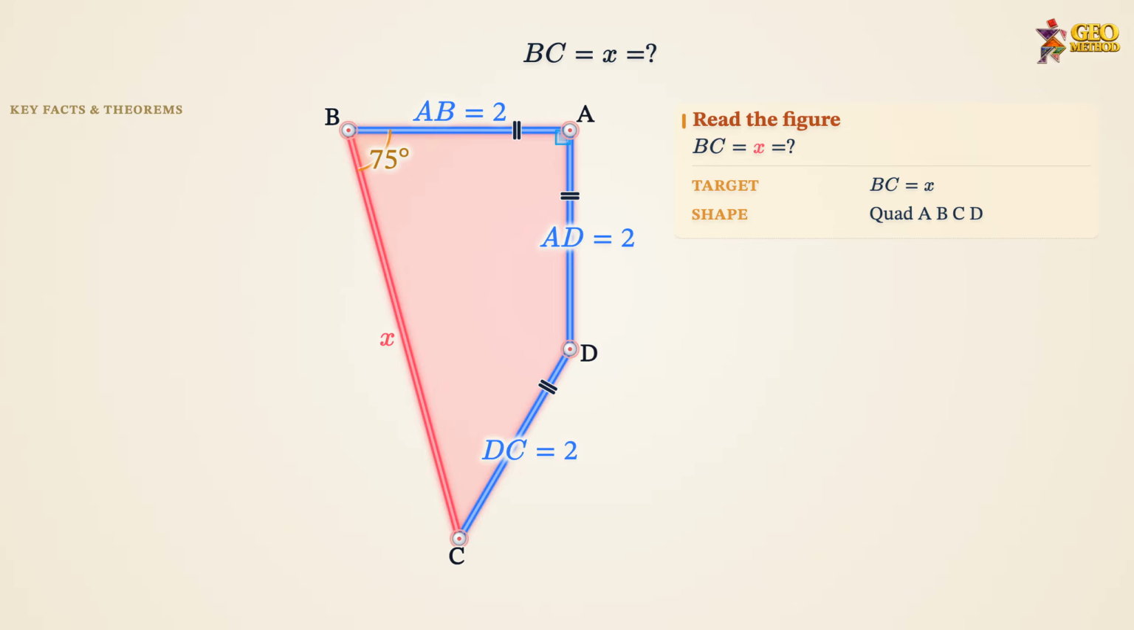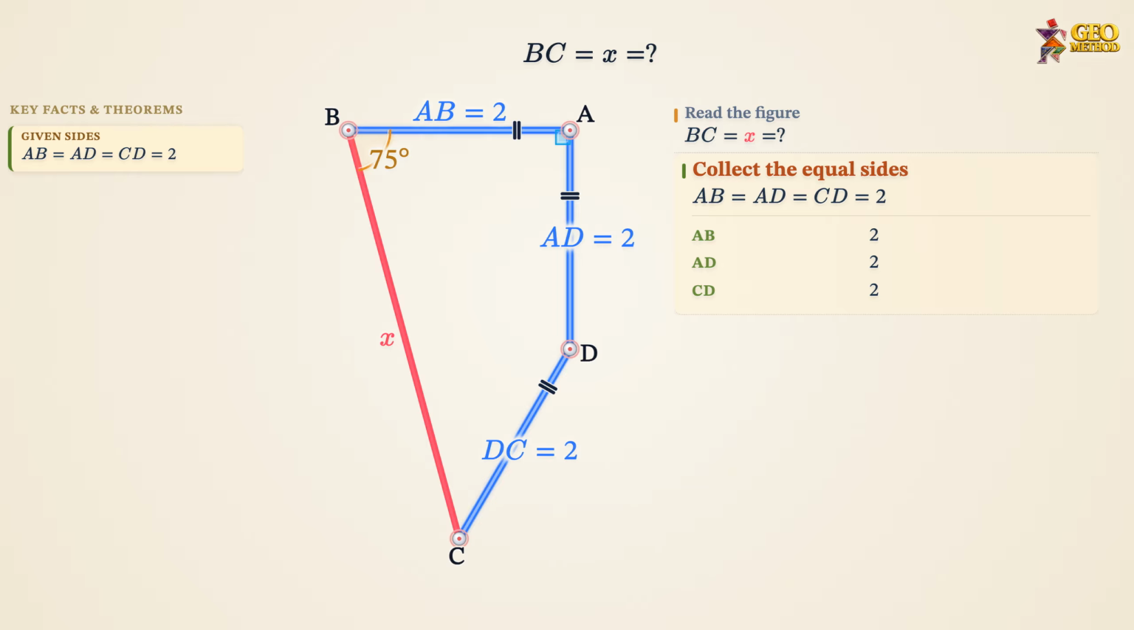Look at quadrilateral ABCD. The side BC, drawn in red, is marked x, and finding that length is the whole task. Every other measurement in the figure is placed to pin it down. Three sides are each 2 units long. Segment AB, segment AD, and segment CD all equal 2. Keeping these three equal lengths in view is what will let the pieces of the figure lock together later.